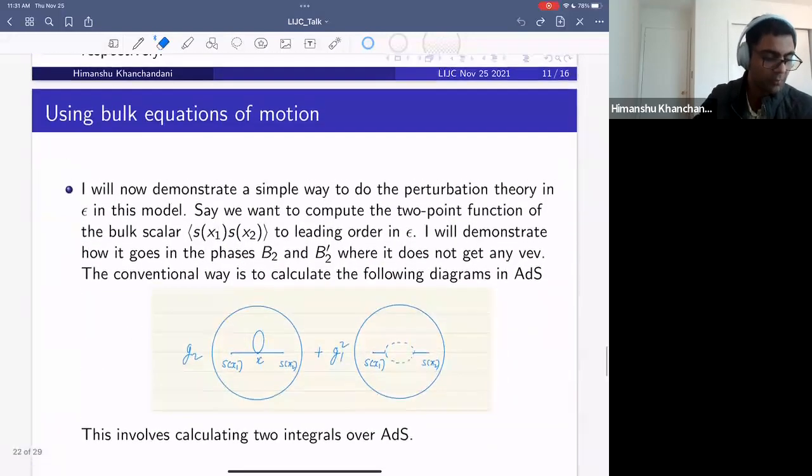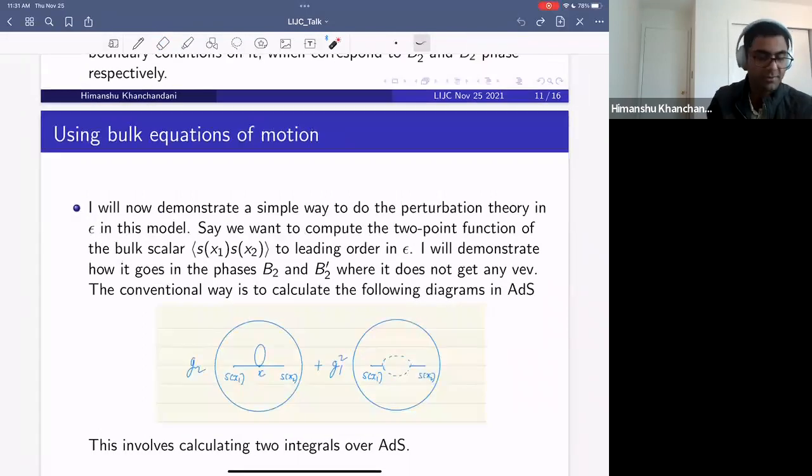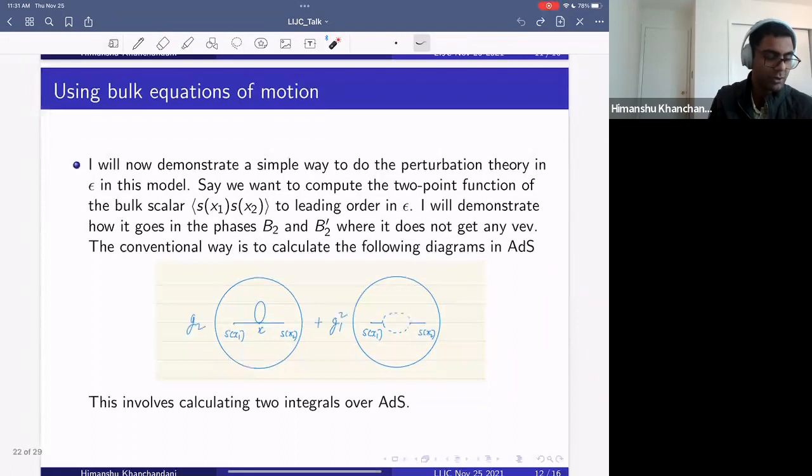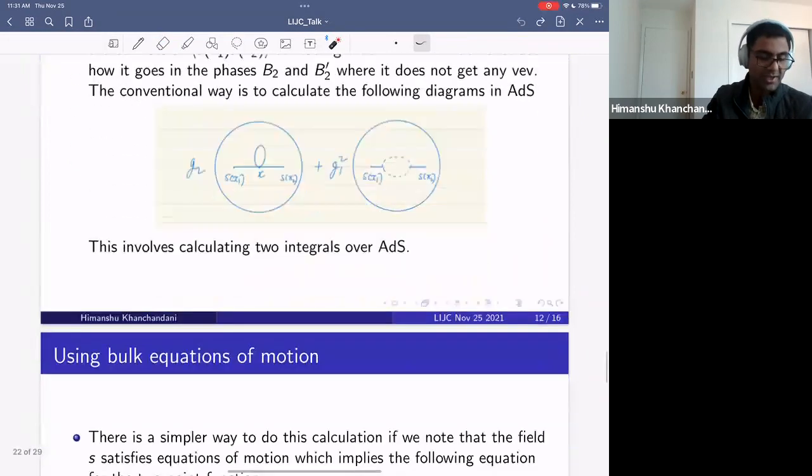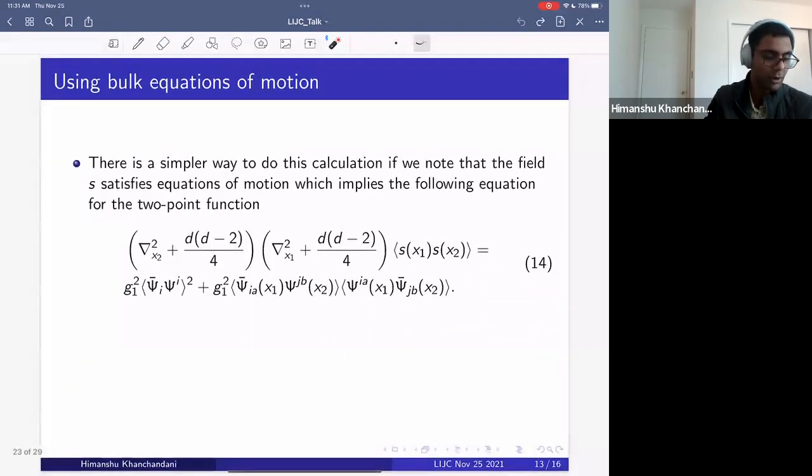What I described so far in epsilon expansion was what happens at leading order in epsilon, but to go to subleading order in epsilon, I had to compute diagrams in AdS. So, say I wanted to compute this correlator of S to leading order in epsilon, I will have to compute these two diagrams in AdS. This diagram in particular involves two integrals over AdS, and this sounds hard. But we came up with an easier way to do it, which is the following.